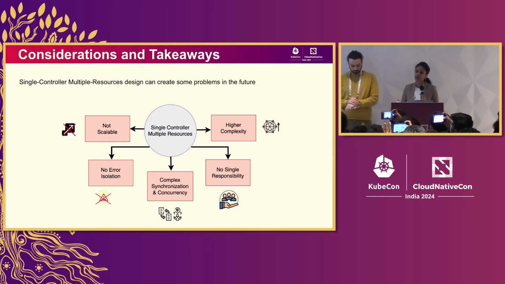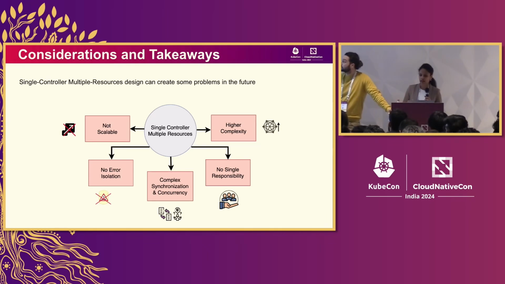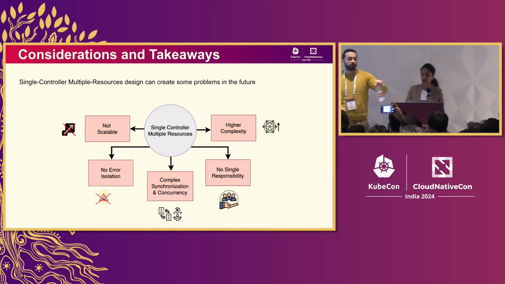If a single controller handles multiple CRs, it could become a bottleneck, reducing the overall efficiency and responsiveness of the system. Now, if an error occurs on one CR, it could potentially impact all the CRs managed by the single controller. Hence, there will be no error isolation.